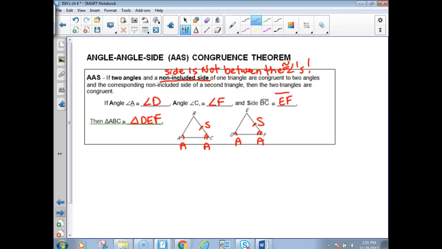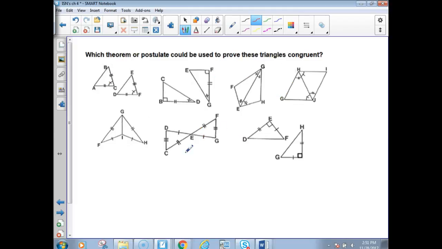Anybody still need this? No? Okay, no one said yes, so now we're going to practice. Which theorem or postulate could be used? So far we've had side, side, side, and side, angle, side. That was yesterday. Today, we just talked about ASA and AAS.